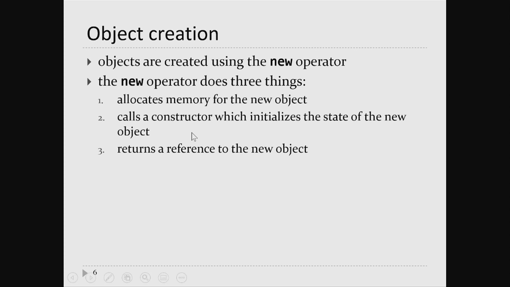The second thing that new does is call a constructor to initialize the state of the new object. Say you created a new string: a string constructor runs that fills in the characters of the string, for example saying this string represents the characters HELLO. And then the new operator returns a reference to the new object, so that the caller can store that reference in a variable and use the object that was just created.